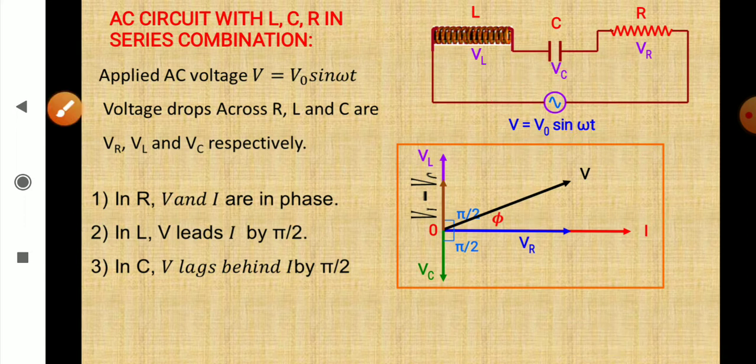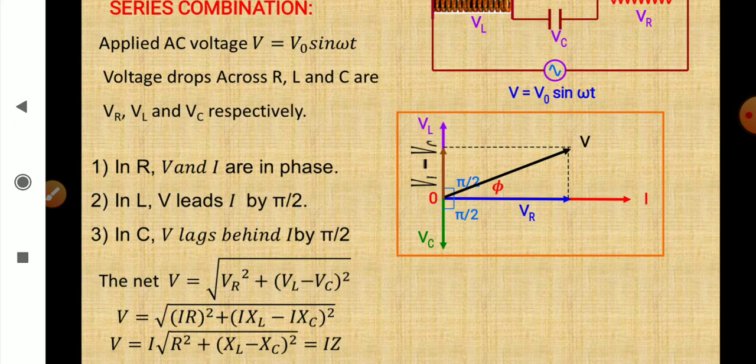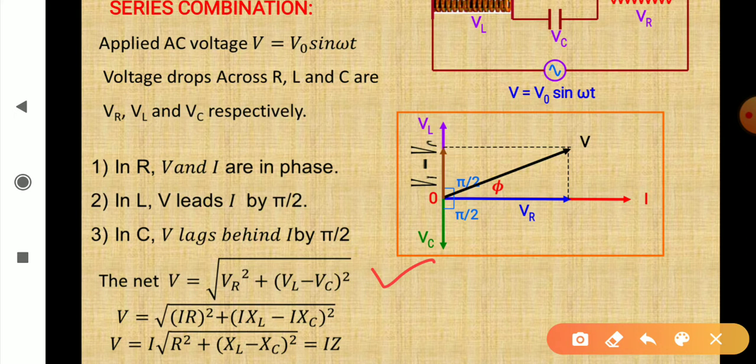So again, using Pythagoras theorem, we can find out relation for it. You can see here, the net V will be equal to under root VR square plus VL minus VC square. Now put the value of VR, which is IR, value of VL is IXL, value of VC is IXC, and take current outside the under root.